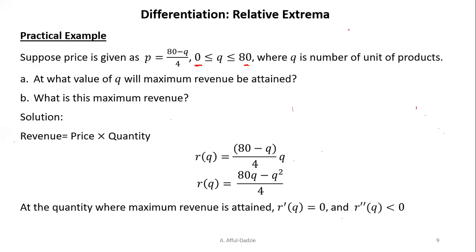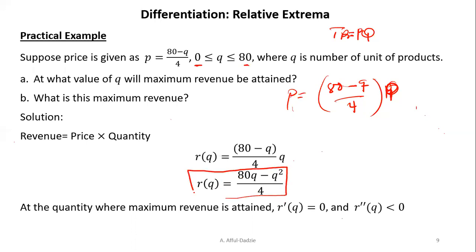So now we have been given the price, but we know that revenue is price and quantity. If we've been given an expression 80 minus Q over 4, then we can multiply this by Q, sorry, not P, and this gives us a revenue expression. If you multiply this with Q, what we have is 80Q minus Q squared over 4. So this is our total revenue expression here.